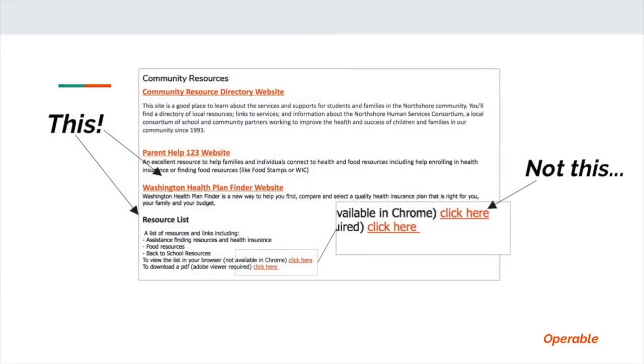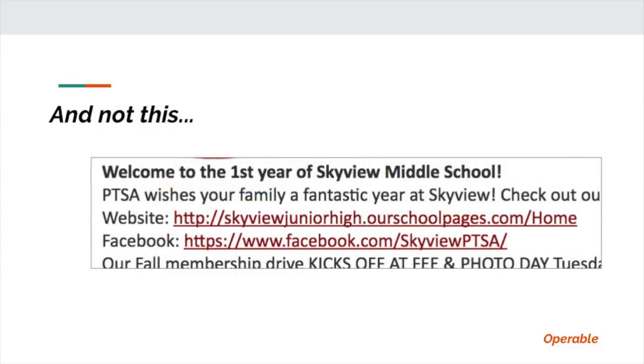In this example, the link to the Community Resource Directory website is active, and when read out loud makes sense in terms of what we'll receive when clicking on the link. In contrast, the "click here" at the bottom of the page doesn't give us an indication of what will happen when we click. We also want to avoid making the URL of the link the text for the link.